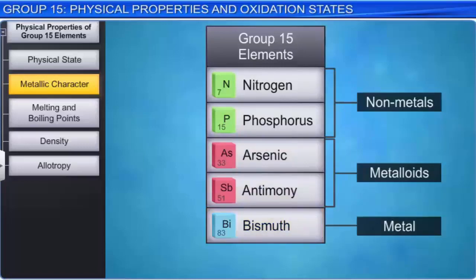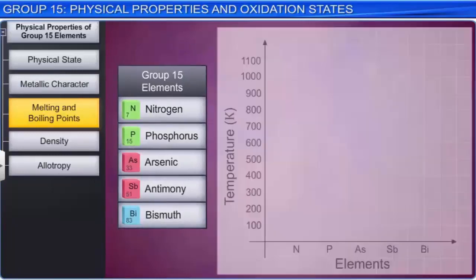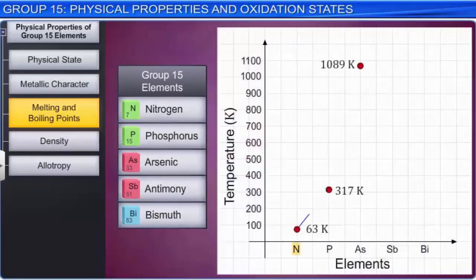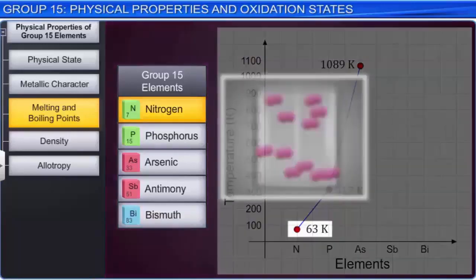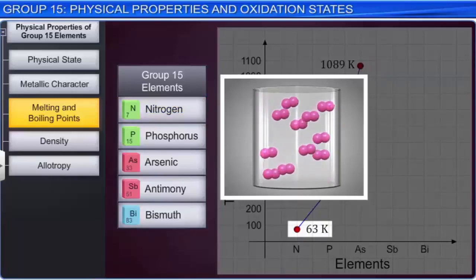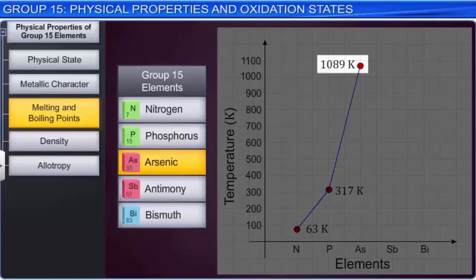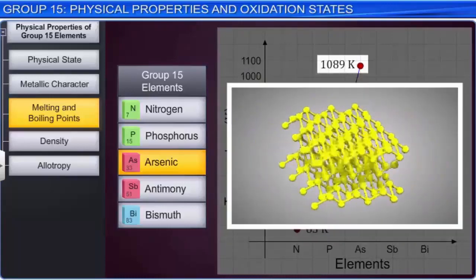Next, let's look at the trends in melting and boiling points. The melting point increases from nitrogen to arsenic due to the gradual increase in atomic size. The very low melting point of nitrogen is due to its discrete diatomic molecules. On the other hand, the high melting point of arsenic is attributed to its giant layered structure, in which the layers are closely packed.